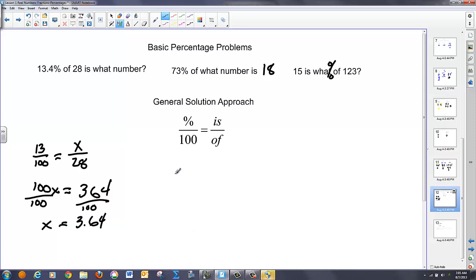All right, we talked 73%, so once again 73 over 100. Of what number? We don't know the of, so I'm going to call that an unknown. Is 18. Put that on top. We get 1800 after doing a cross product is equal to 73 times x. I'm going to divide both sides by 73. And I get 1800 divided by 73, which is 24.65.